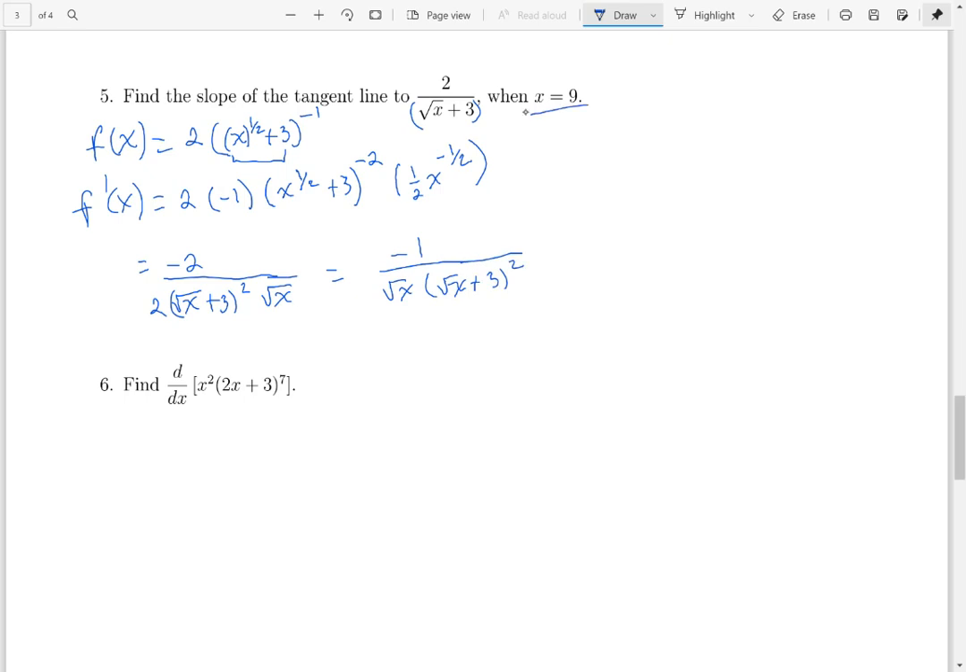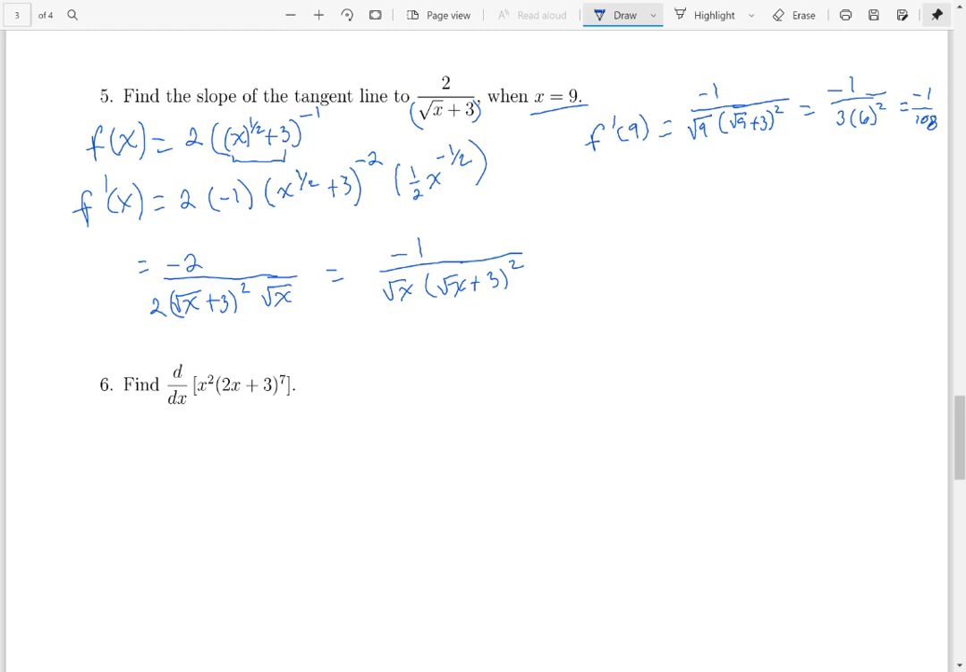But then remember, we're actually going to be plugging in x equals 9 into f prime. So what is f prime of 9? Well, that's going to give us negative 1 divided by the square root of 9 times the square root of 9 plus 3 quantity squared. What's that going to give us? That's negative 1 divided by 3 times 3 plus 3 is 6. 6 squared is 36. 36 times 3 is 108. And so I get negative 1 over 108.